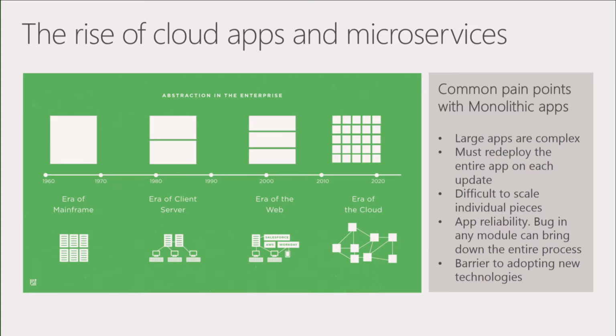These are the common pain points we often see with monolithic applications. When you've got a big, large application, it's complex and difficult to maintain. For example, you have to fully redeploy that application if you make a change or an update. That doesn't really support an agile environment, an environment of continuous deployments. It really slows an organization down when it comes to innovation.